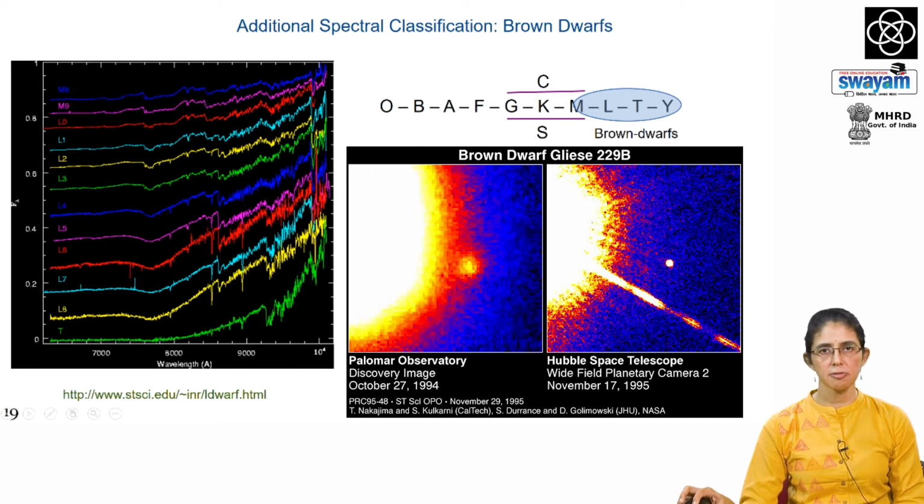Here this faint object is Gliese 229b, which is seen better in the right hand side panel. Both are optical images. However, in the right side image we can see it better because this is an image taken with the telescope from space.